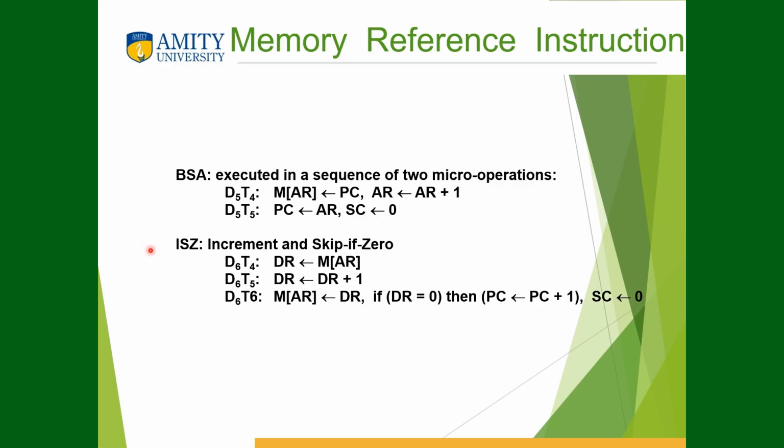These are the examples of memory reference execution, how the instructions are run. T4 is the execution time. If there are multiple steps that need to be performed, then multiple clock cycles and pulses are used as well.